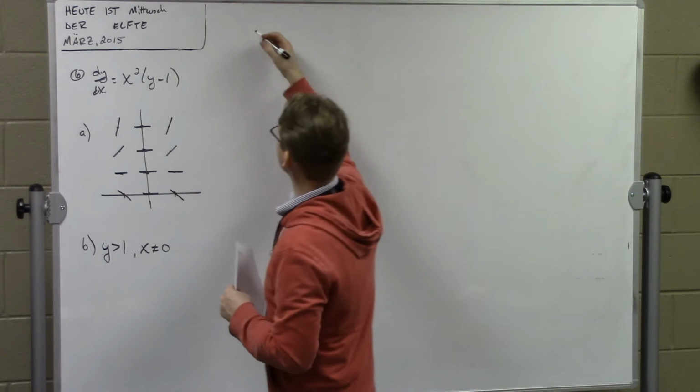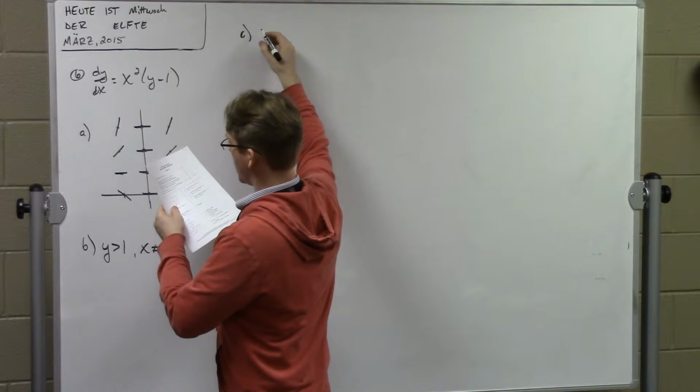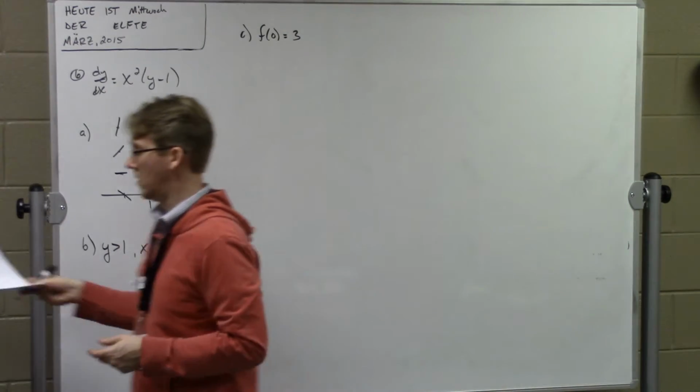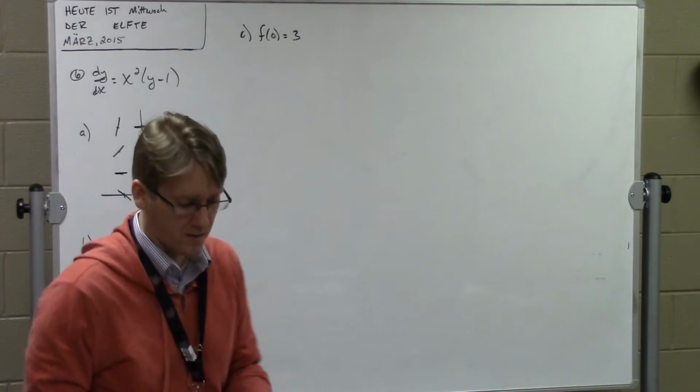Our initial condition, the one they gave us here, is that f of 0 is equal to 3. Nice. And from there, find the solution. All right, let's rock and roll.